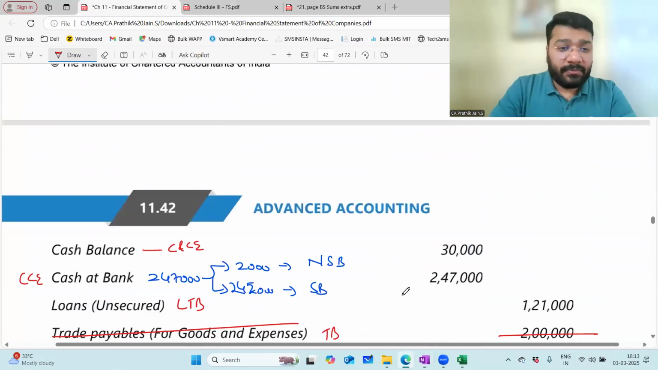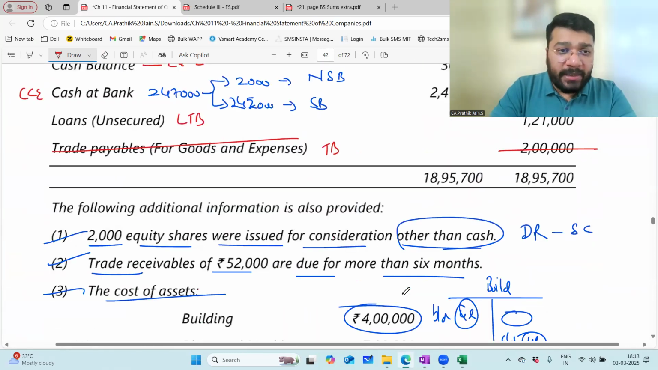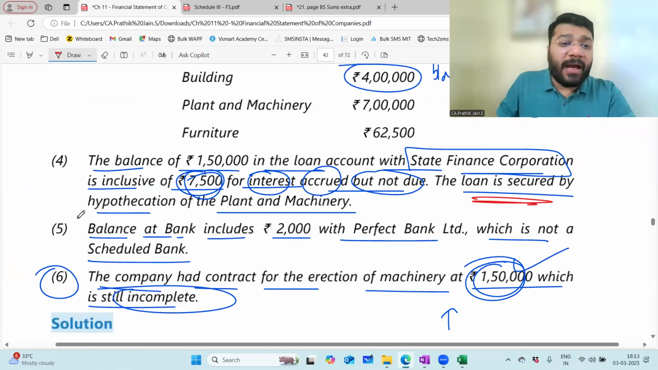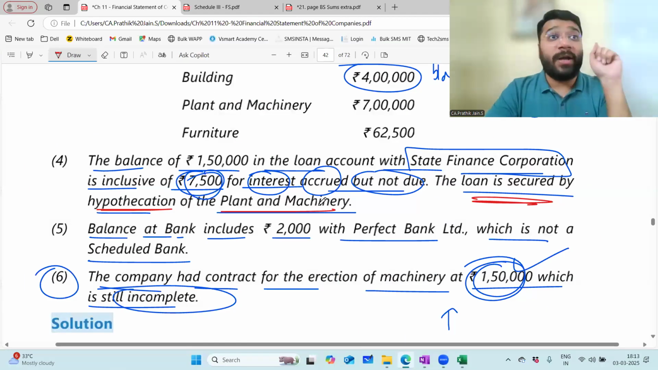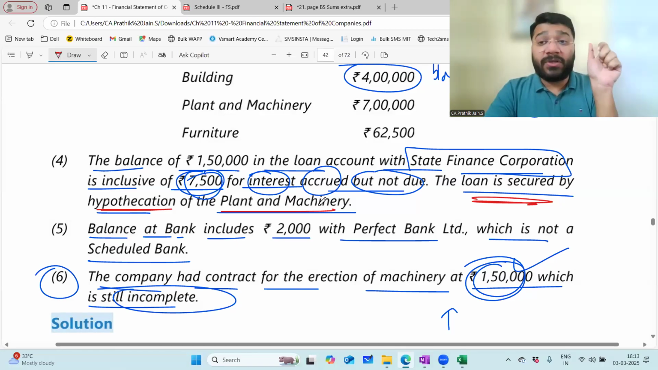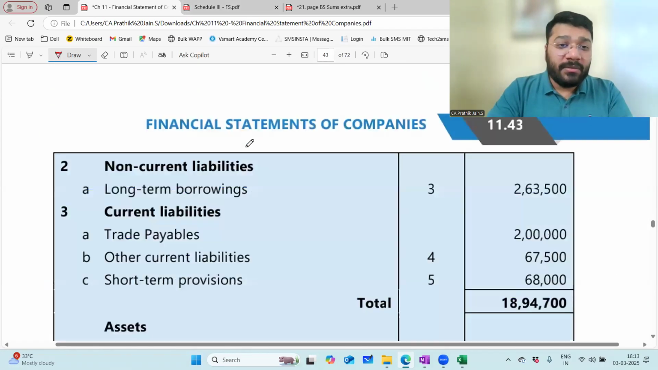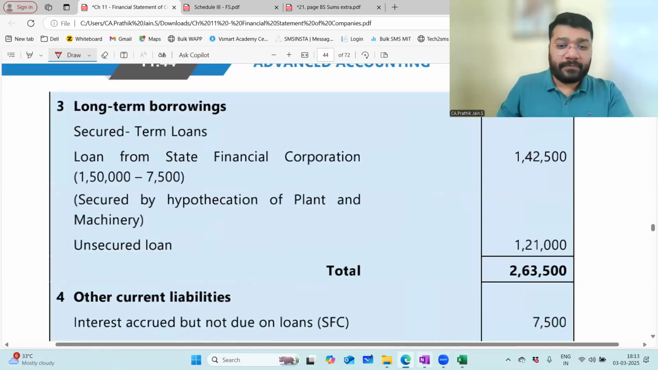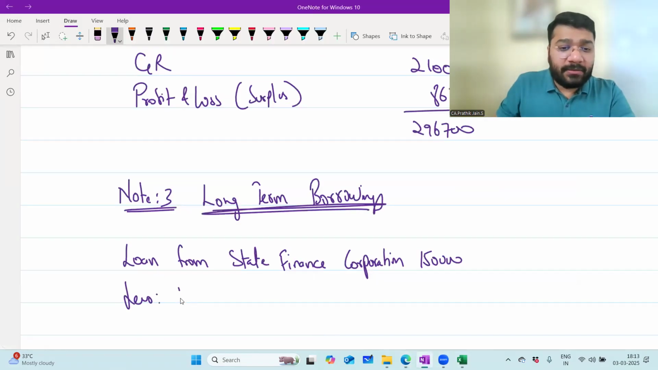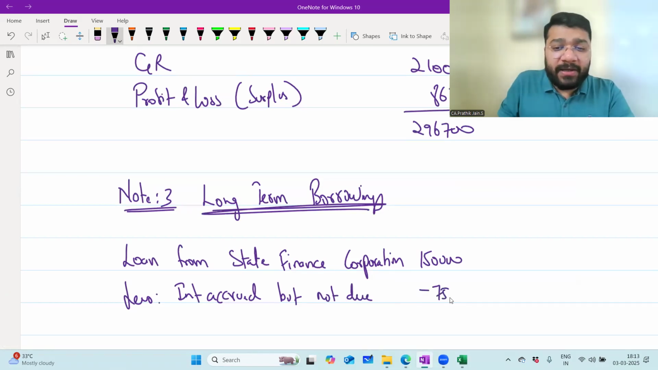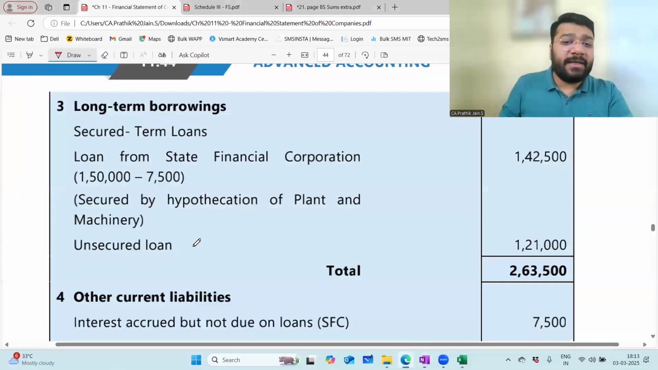Less interest accrued but not due, and above that one more point was given, that this is secured by way of hypothecation against the plant and machinery. So two things you have to do. One, segregate and transfer that 7,500 to other current liability, and below that you have to give the disclosure. Less interest accrued but not due 7,500. If you minus, the balance is 1,42,500. Below in bracket you have to write, this loan has been secured by way of hypothecation against the plant and machinery. Secured by hypothecation of plant and machinery.